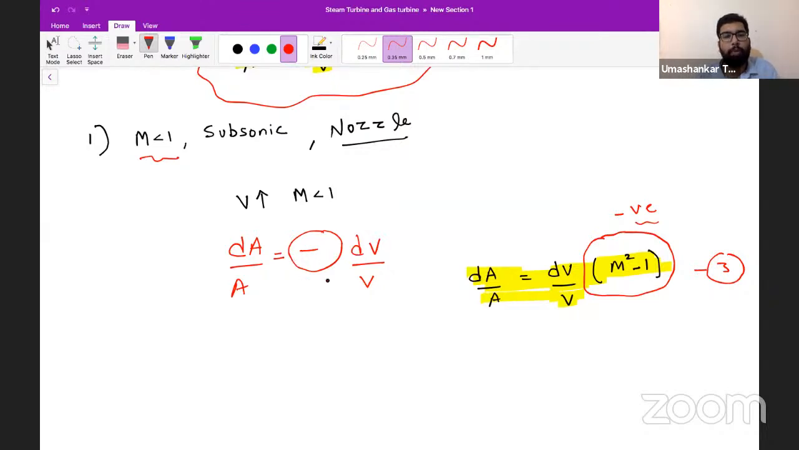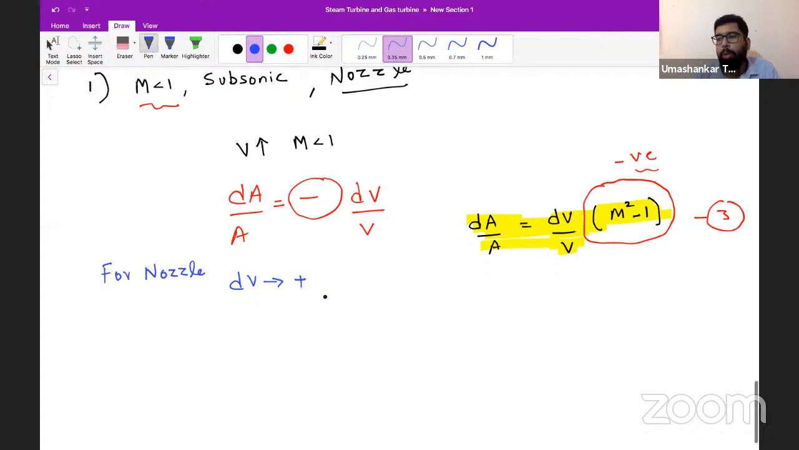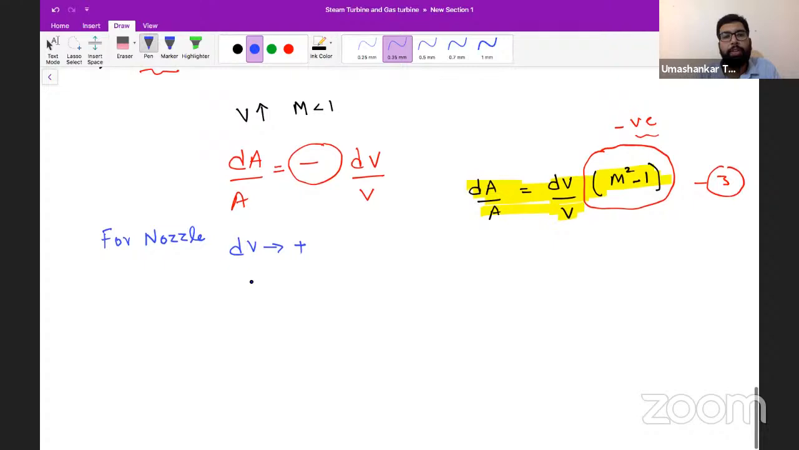Now we have to increase the velocity. We are making the nozzle, so dV must be positive. Yes or no? For a nozzle, dV must be positive, so dA must be what? If dV is positive, the velocity is to increase, and dA should be negative.